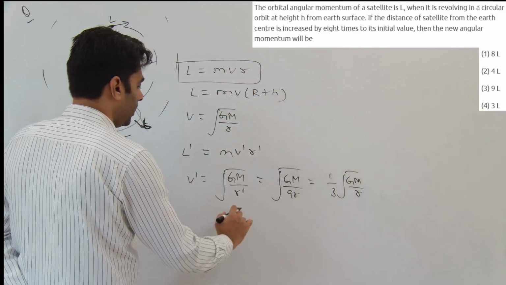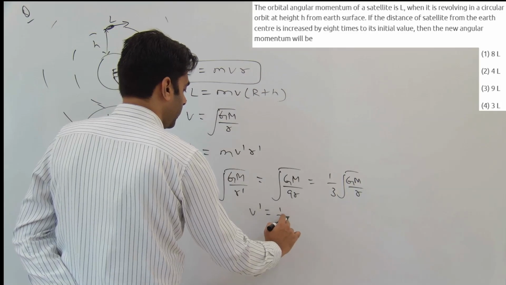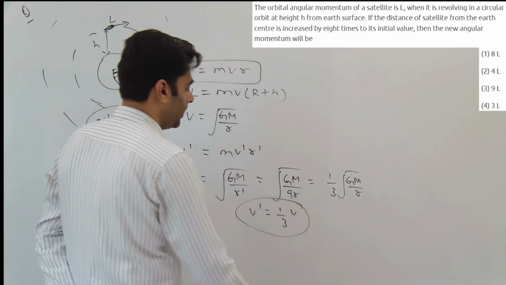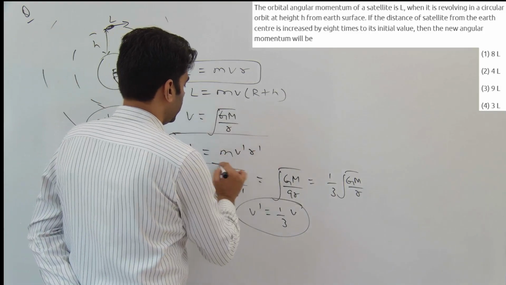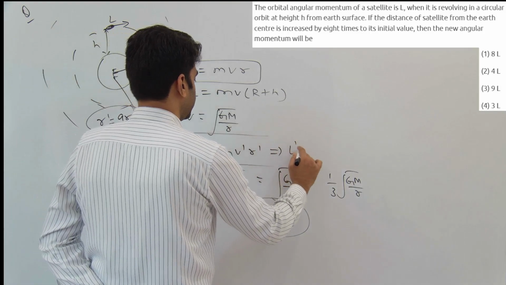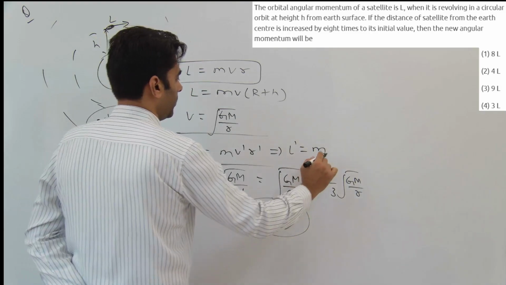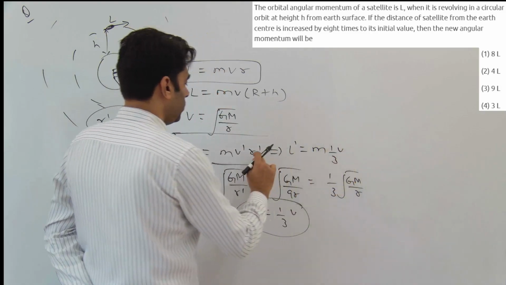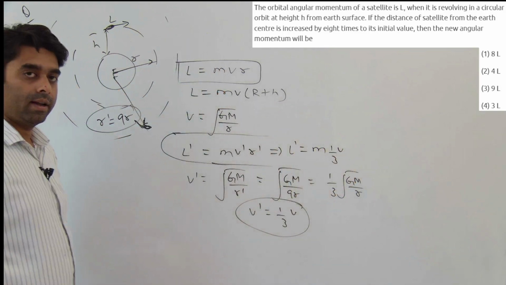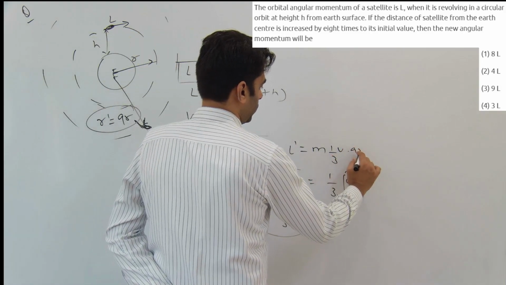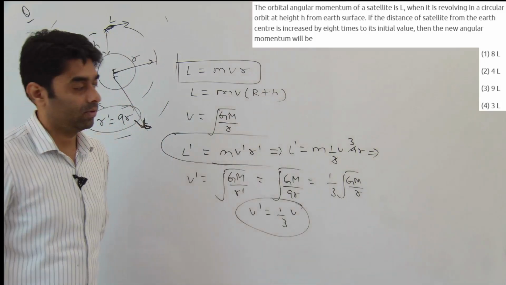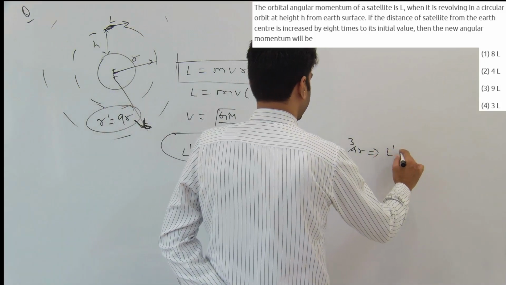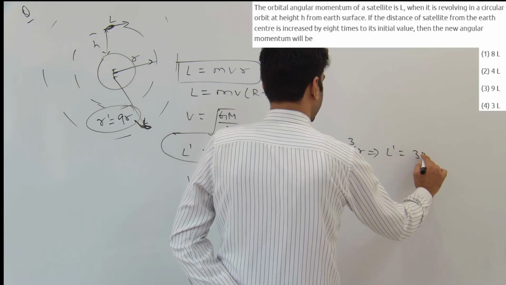What do we get? Orbital speed is 1 by 3 times v. That means finally orbital speed is 1 by 3 times v. Now I'll use this relation over here. See over here, L dash is equal to m into v dash, which is 1 by 3 v, into r dash. R dash value is 9r. So 3 times, is it visible there? Visible. So over here L dash can be written as 3 times mvr.